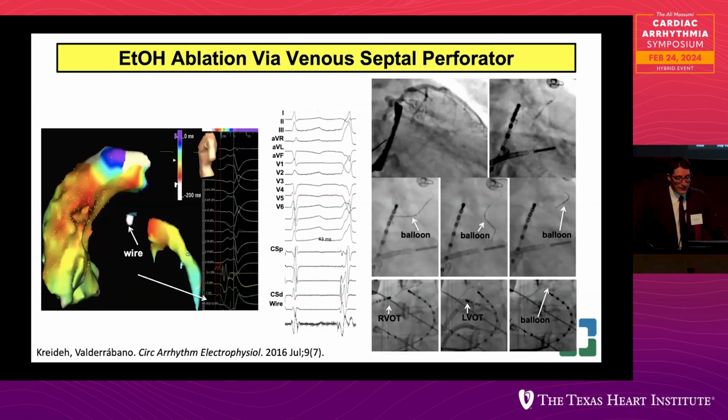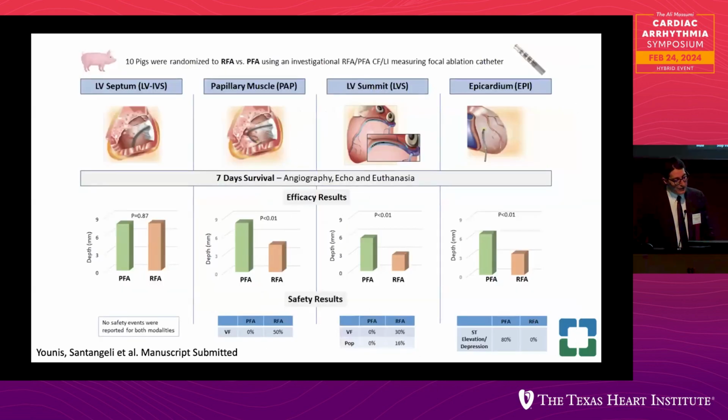But there is no question that whenever you have an intramural PVC that is early in a septal perforator and earlier than anywhere else, alcohol ablation in that site works. Finally, a few words about pulse field ablation. We've been interested in looking at this in our animal lab at the Cleveland Clinic. And this is a study that we just submitted for publication. And here was actually a very simple design.